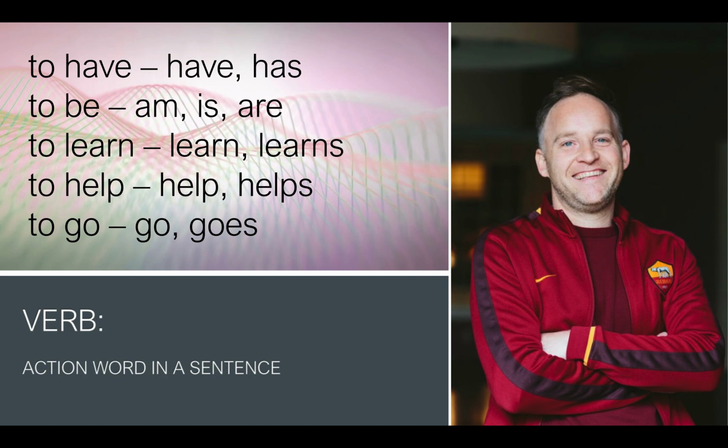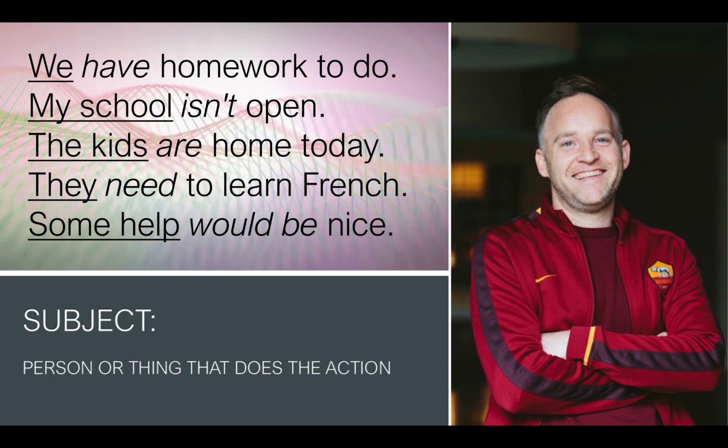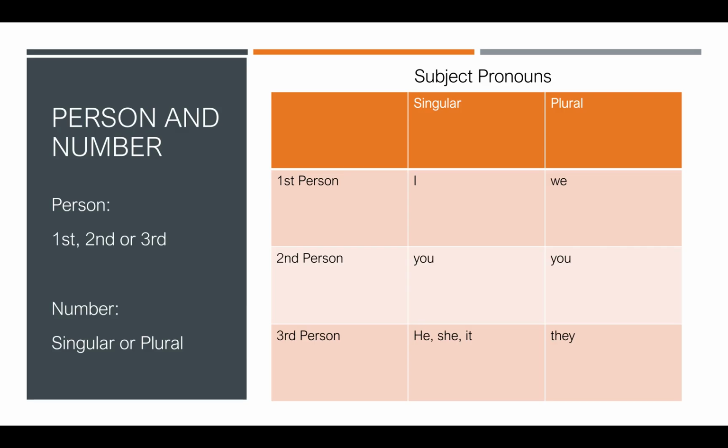A verb is an action word in a sentence, as I hope you already know. To have is the infinitive, and have or has are the inflections or the conjugations of that verb. So they match up with the subject. Subject is the person or thing that does the action in a sentence, and here I've included a few examples with the subject underlined and the verb in italics.